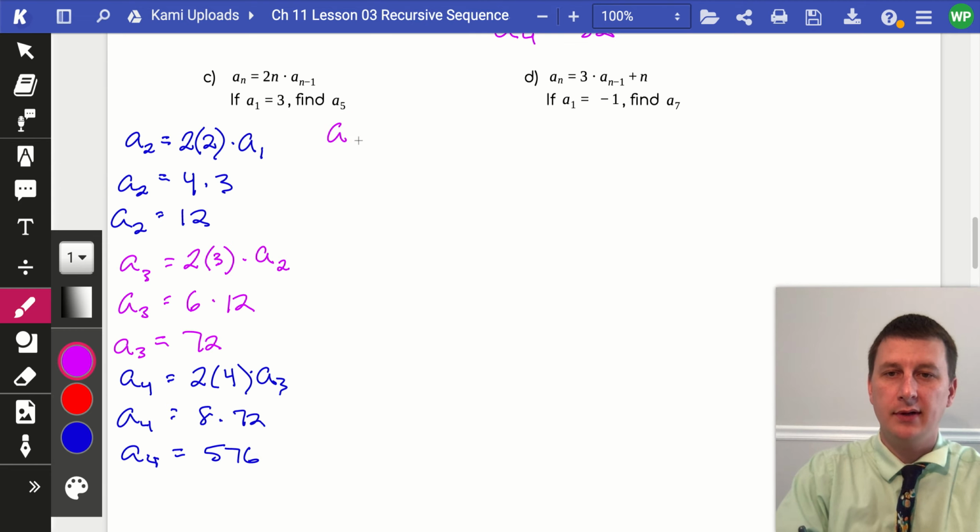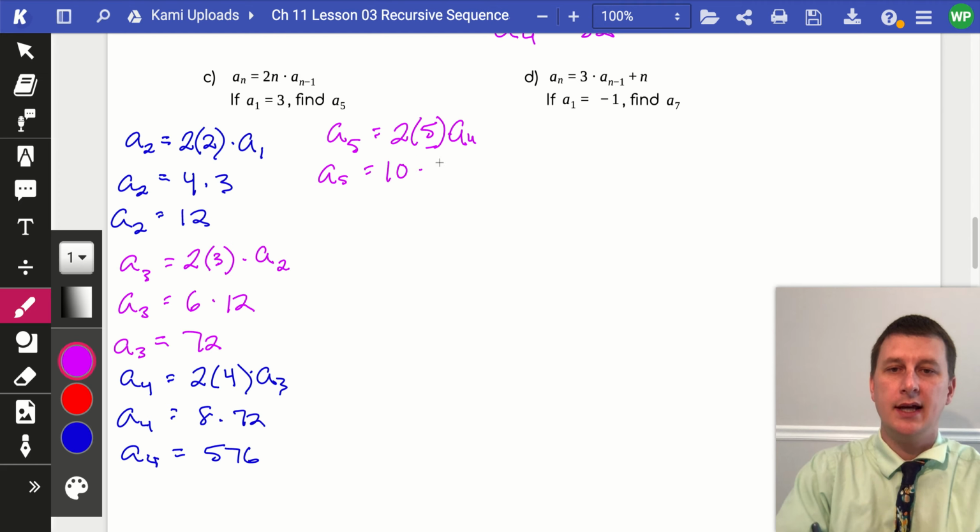We're looking for our fifth term here, so we're almost there. We're about to arrive at our fifth term right now, where we're going to do 2 times 5 times a sub 5 minus 1, which is a sub 4. And a sub 5 is going to be equal to 10 times a sub 4, which we just found was 576.